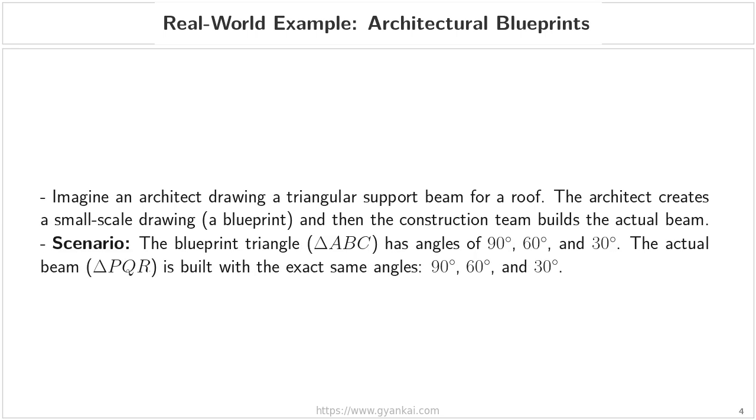Let's look at a specific scenario. Suppose our blueprint triangle, which we will call triangle ABC, has angles of 90 degrees, 60 degrees, and 30 degrees. Now, the actual beam, which we will call triangle PQR, is built using those exact same angles, 90 degrees, 60 degrees, and 30 degrees.